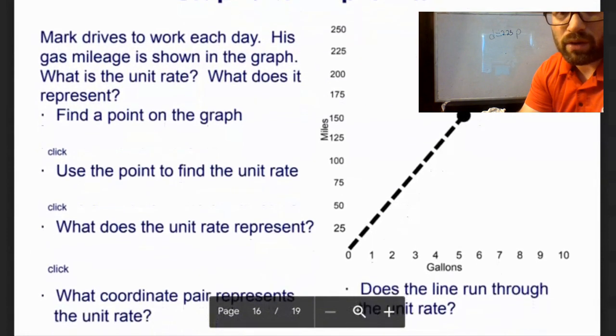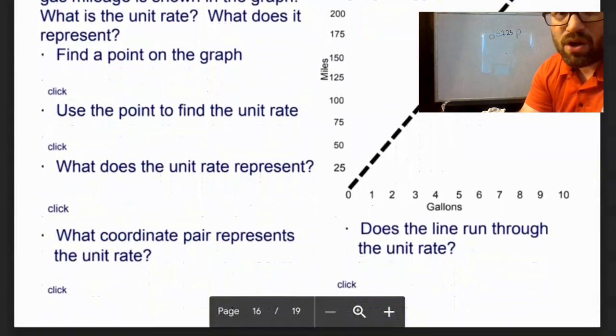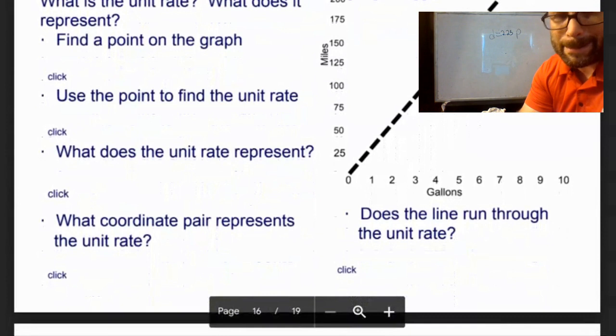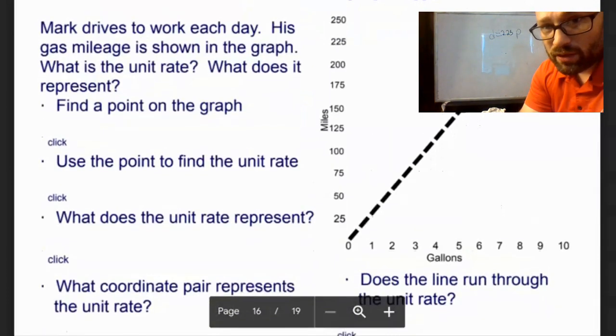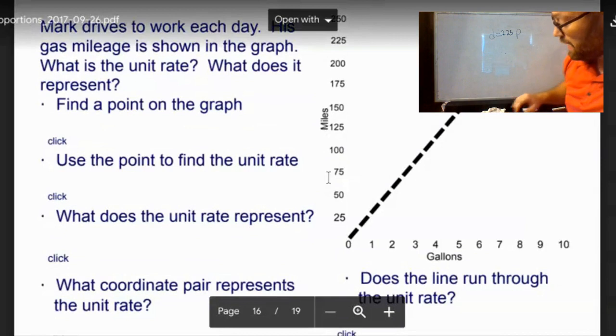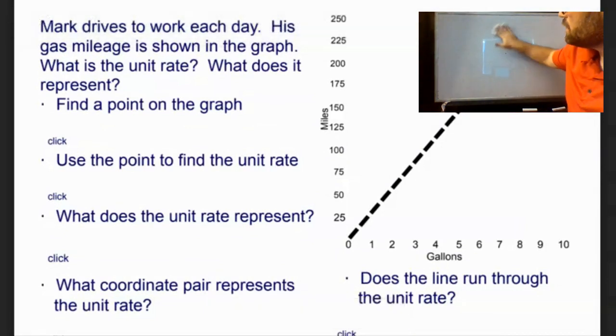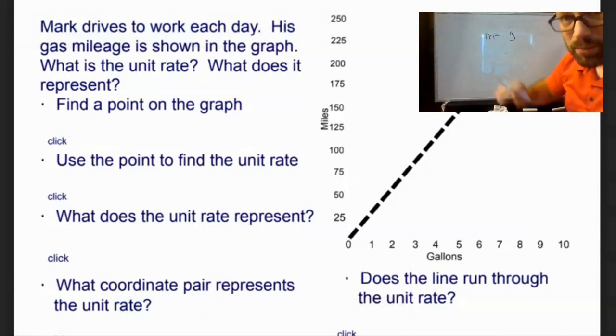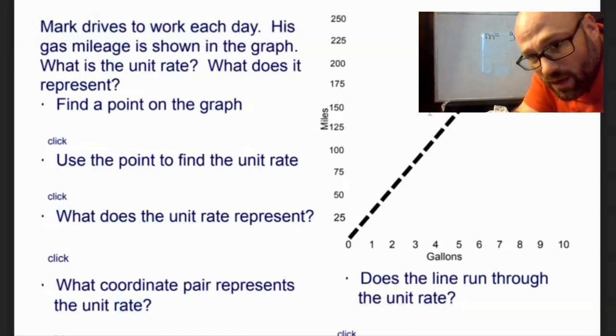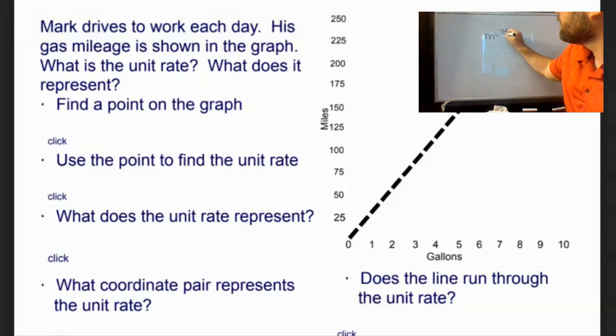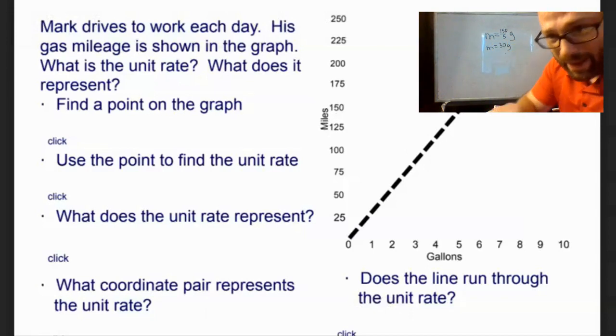Here we have Mark drives to work each day. His gas mileage is shown in the graph. What is the unit rate? What does it represent? Now, we're not answering all these questions, but look at our y-axis. Our y-axis is miles, and our x-axis is gallons. So we're going to put M for miles equals, and then G for gallons. I'm going to pick my point. I only have 1 point. Let's say it's 150 and 5. So that's our rate. We divide that by 5, and M equals 30G. So our unit rate is 30 miles per gallon.